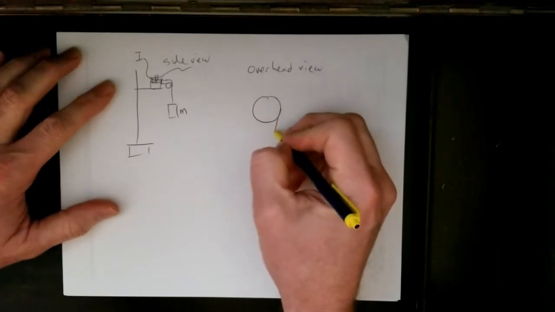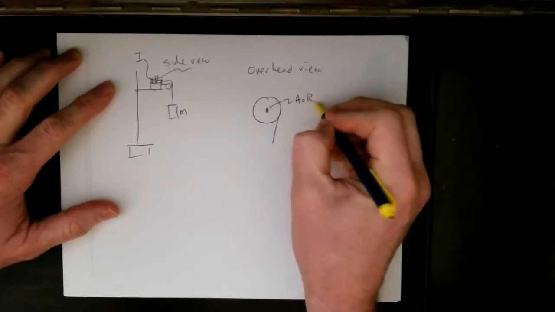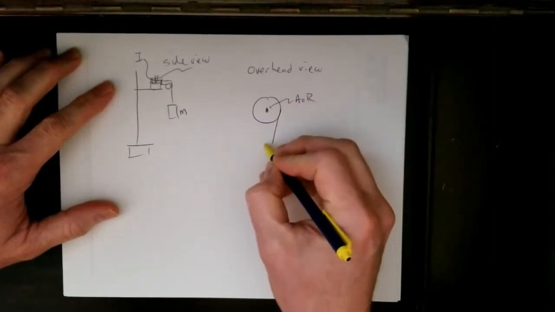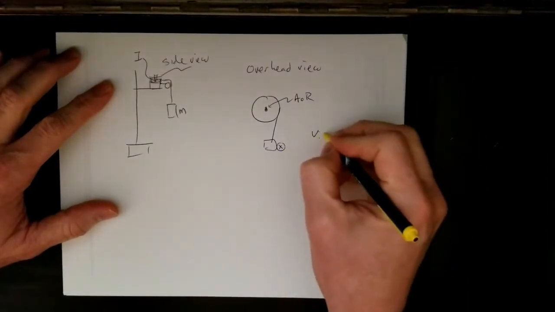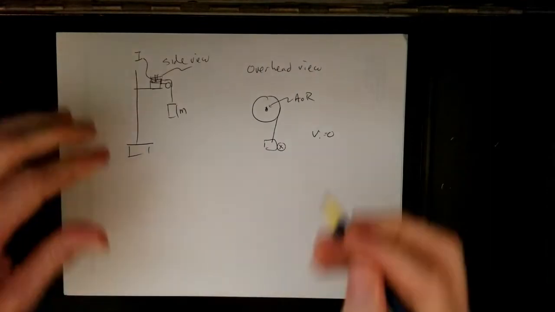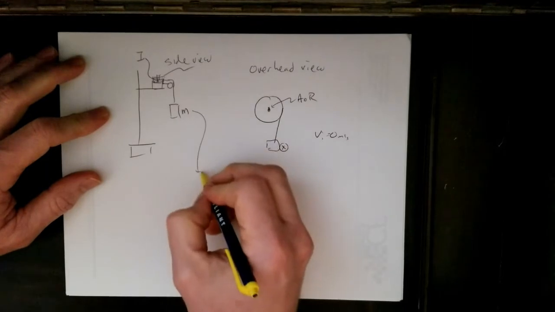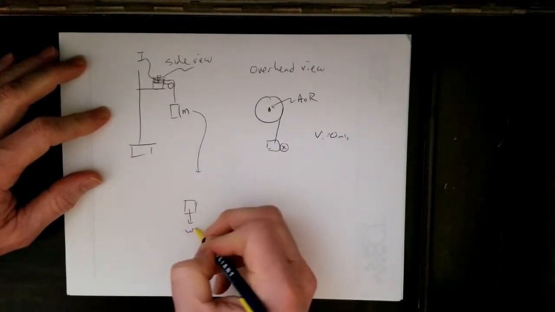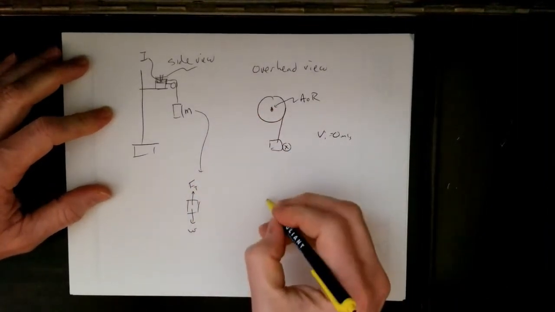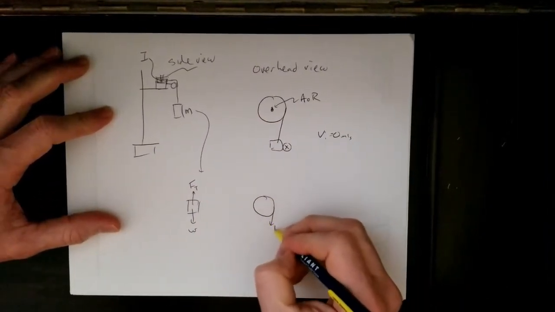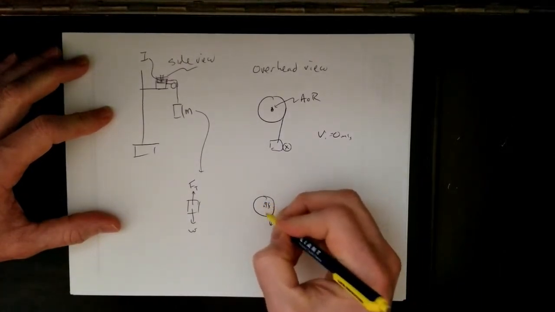From an overhead view, we have a pulley, axis of rotation right here, and then we have a mass sitting here which is going to go in that direction. Initial velocity is 0. If we did a force diagram of the mass here, we have weight acting down and we have the tension acting up. And then if we did a force diagram here, we have some tension pulling on it this way, and then we're going to have some friction acting back here.